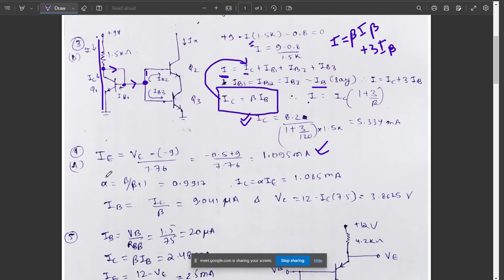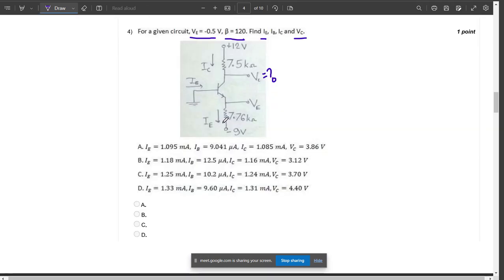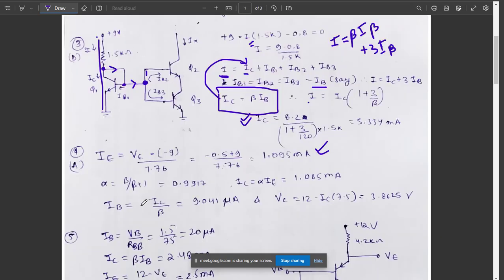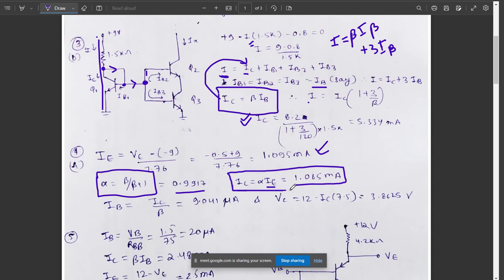Then we already know what beta is. So from the value of beta, we'll find out alpha, which will be equal to beta upon 1 plus beta. So from here we got this. From this, we already know the value of IE. We'll be able to find out IC, which is equal to alpha into IE. So how much will it be? It will be 1.085 milliamperes, right?